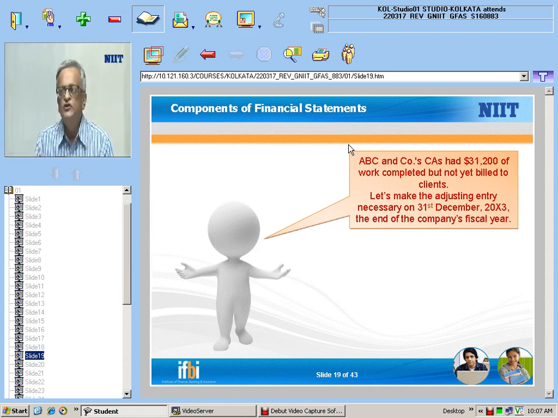Okay, welcome back. Can you please raise your hand and tell me what is the adjusting entry that you will make in this case? Very simple question I have asked.